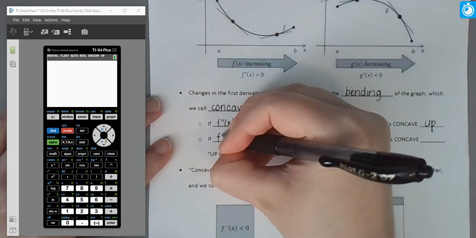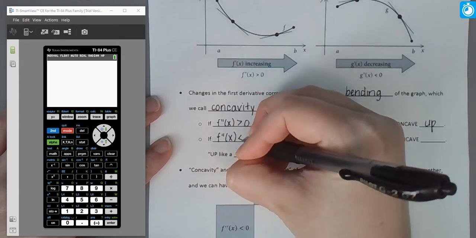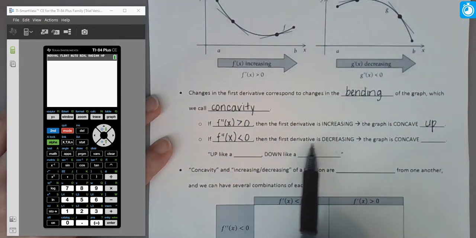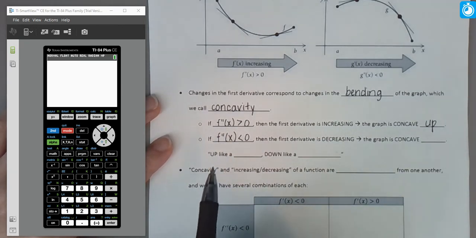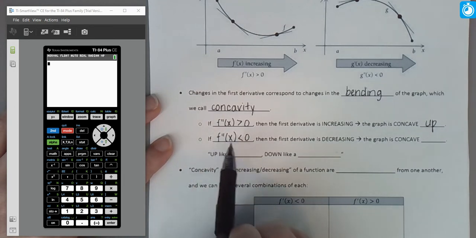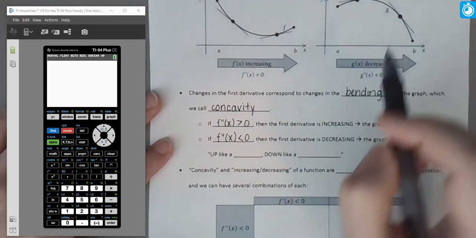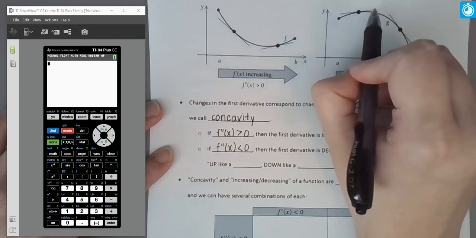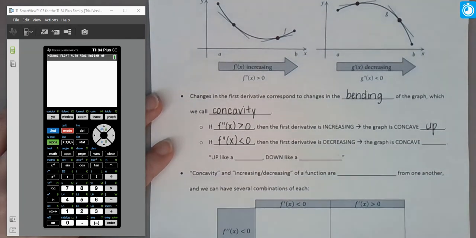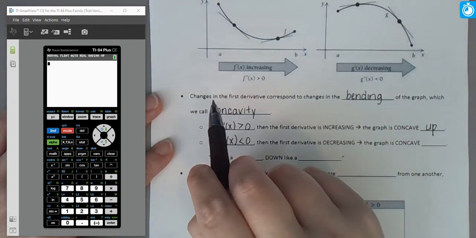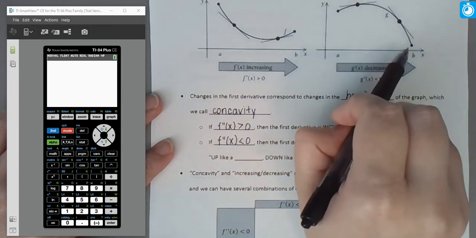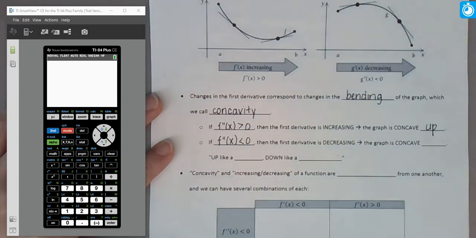Now, if the second derivative is negative, if it's less than 0, that means our first derivative is decreasing. Again, the second derivative tells us how the first derivative is changing. Well, if the rate of change is less than 0, it's negative, that means that the first derivative is getting smaller. We're going from a positive slope to a negative slope, so our slope is getting smaller. And again, it corresponds to this kind of shape based on what we're seeing with those first derivatives. So in this case, we would say we have downward concavity. In other words, the graph is concave down.